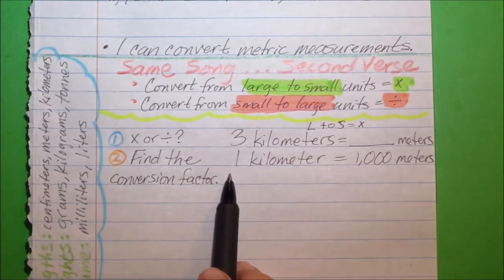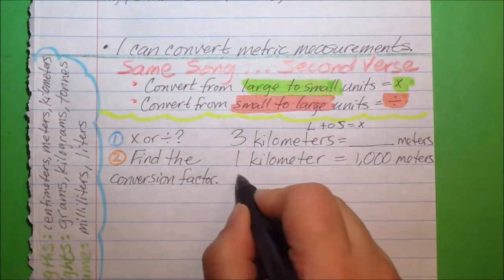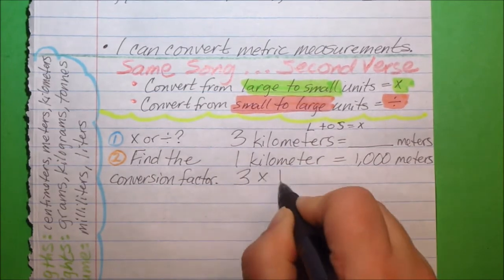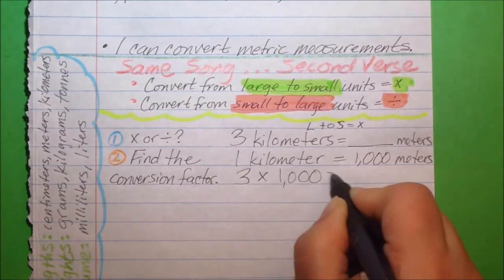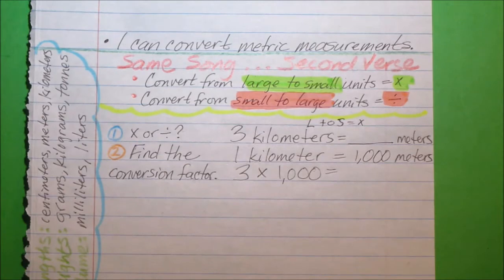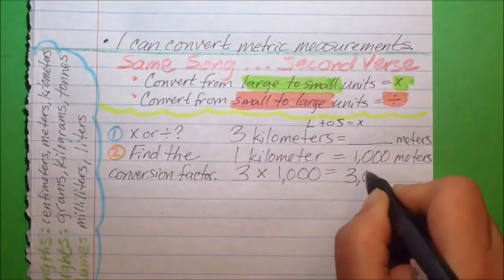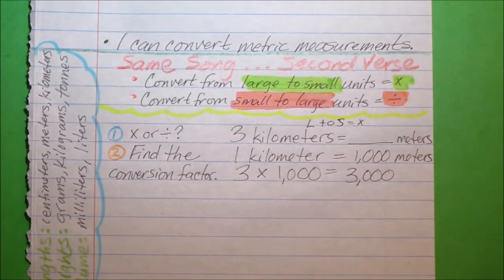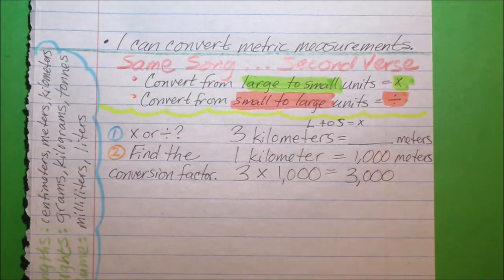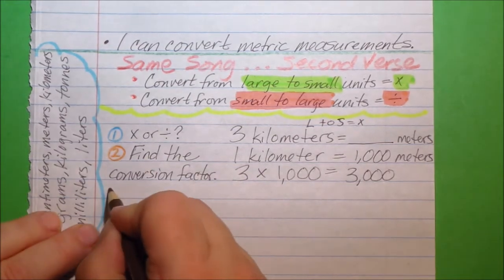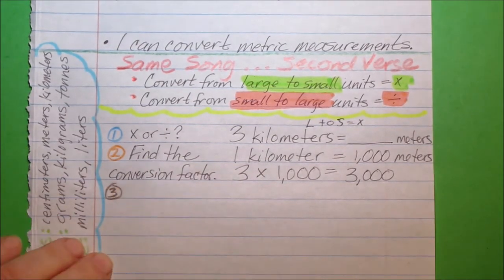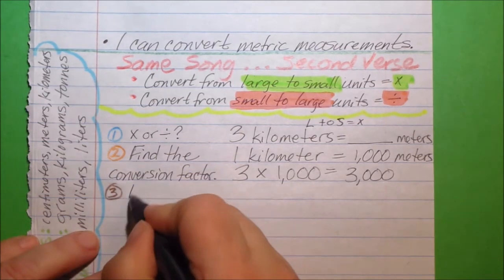Now we know we're going to multiply, so what are we going to multiply? 3 times 1 wouldn't change anything, so that doesn't even make sense. So what we're going to multiply is 3 times 1,000. This is why I love the metric system. The numbers are so easy, you can do the math in your head. 3 times 1,000 is 3,000. Oh, I skipped a step. We did it, I just didn't write it down as a step. And so then step 3 is do the math.